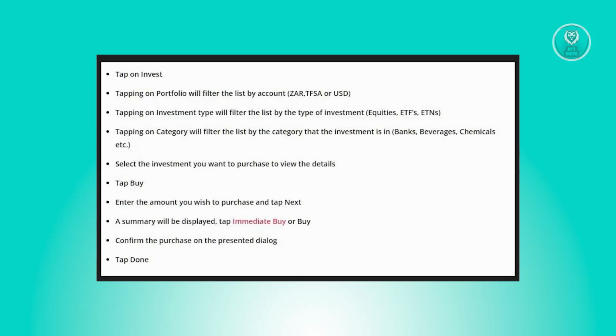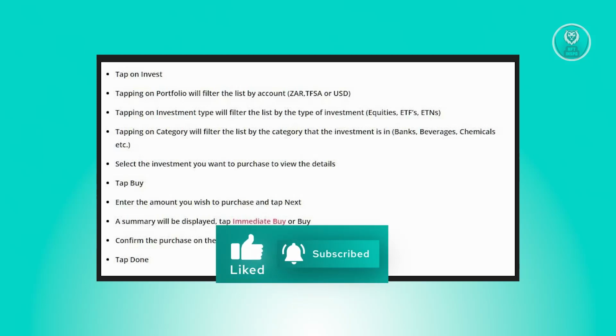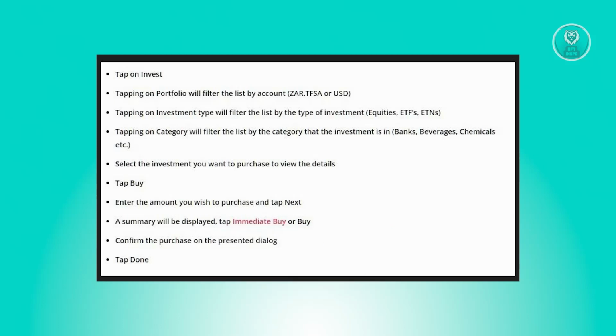Use the portfolio option to filter the list by account, so it's either ZAR, TFSA, or USD. Now from there, you'd utilize the investment type option to filter the list by the type of investment: equities, ETFs, and ETNs. Now employ the category option to filter the list by category of the investment, so this may be banks, beverages, chemicals, and etc.